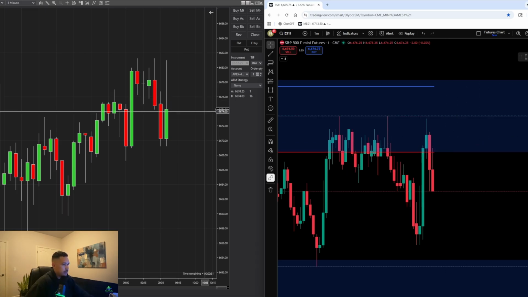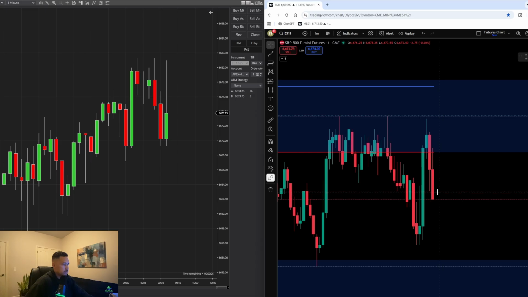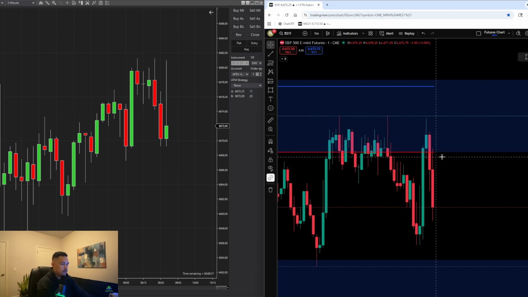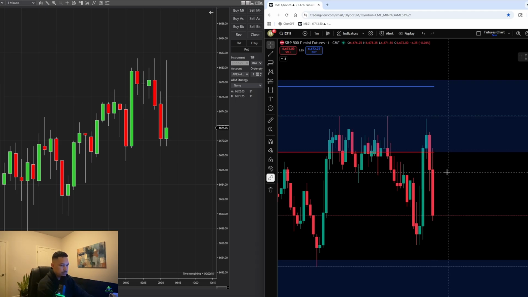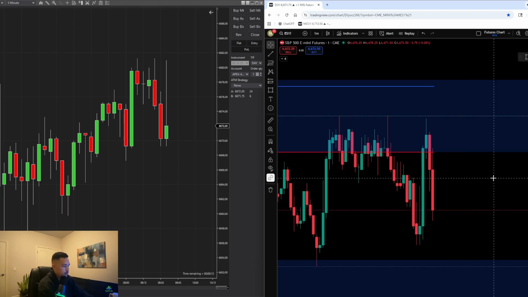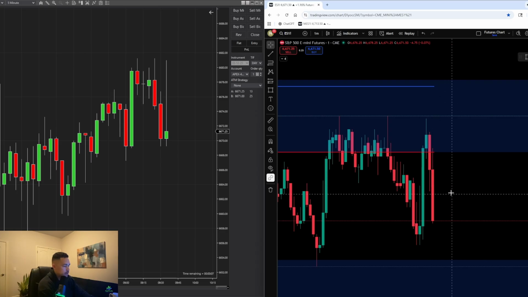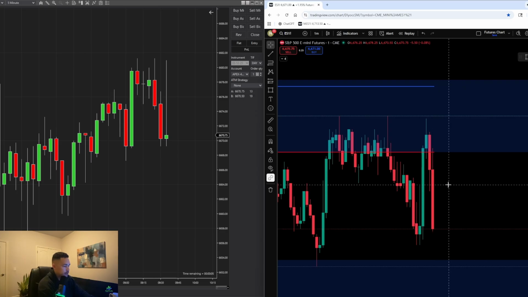Price definitely rejected off of that. That was a really good rejection. That could have been an opportunity, but anything that I would want to see some type of retracement if possible.